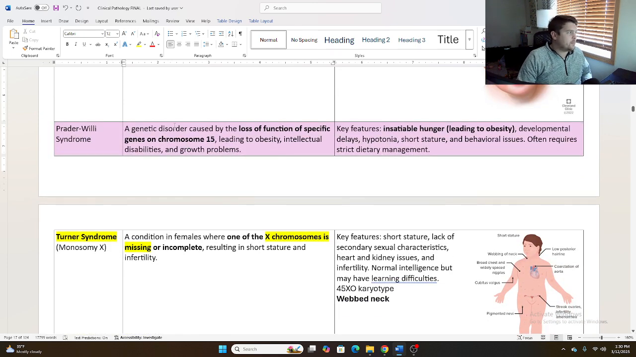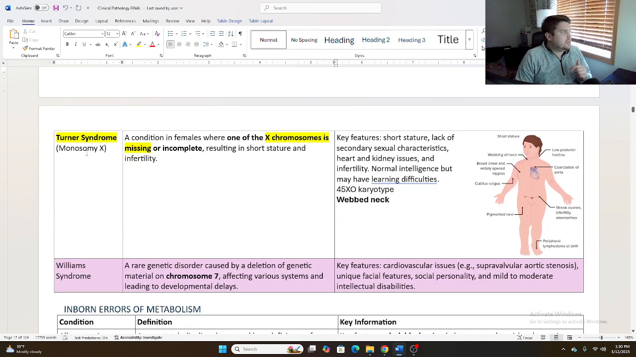Prader-Willi syndrome. This again is chromosome 15. Not often asked. The big thing that we know about this is that they have insatiable hunger. Basically, their hunger reflex, the communication between their stomach and their brain, doesn't form properly, and so they never get the signal that they are full. So they constantly feel like they are starving and need to be eating.